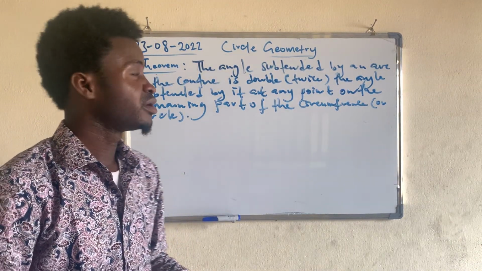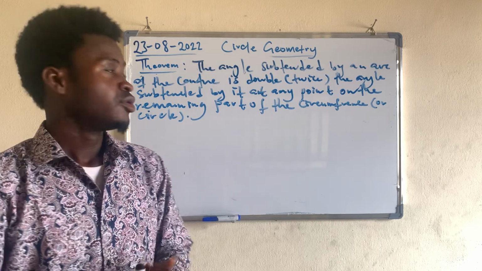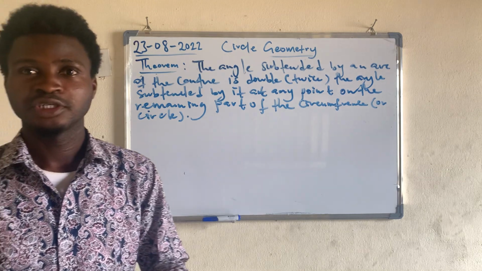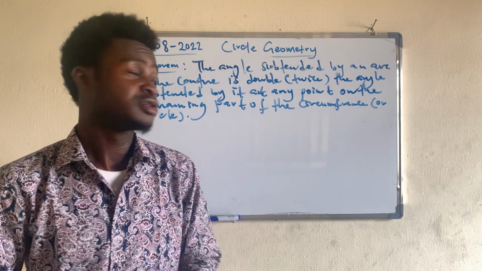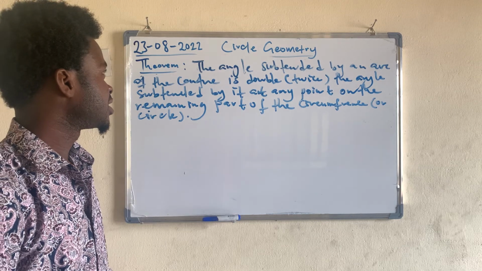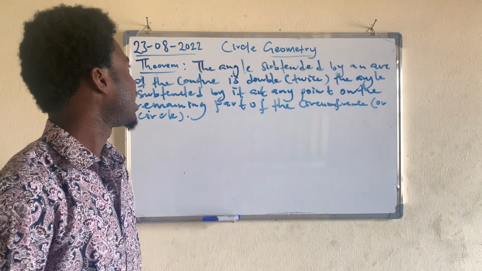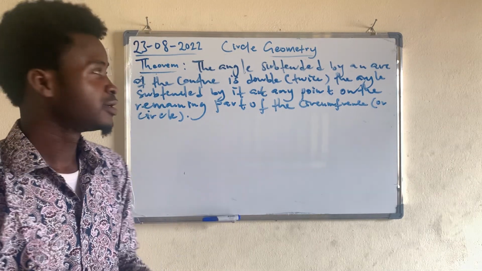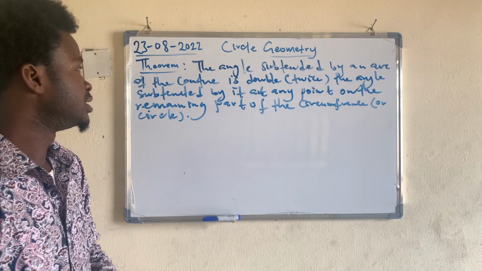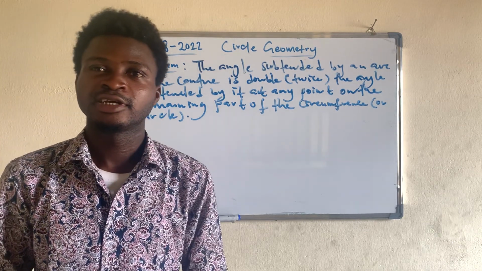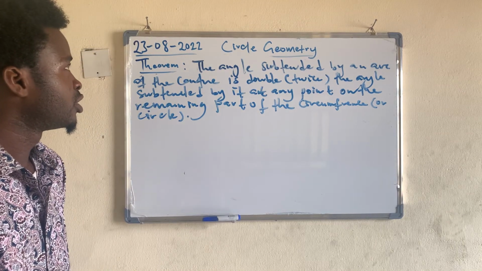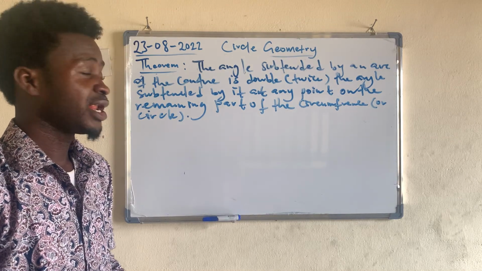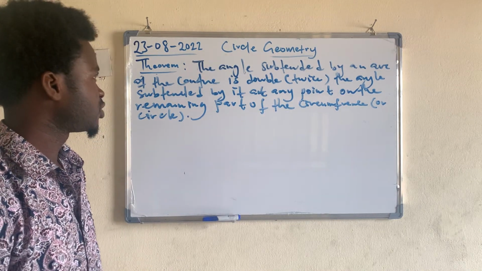Today we will be considering the theorem on the board. We want to give the proof to this theorem today. The theorem states that the angle subtended by an arc at the center is double the angle subtended by it at any point on the remaining parts of the circumference. This is a very important theorem under circle geometry that we apply while solving questions. So let's take the proof to this theorem.